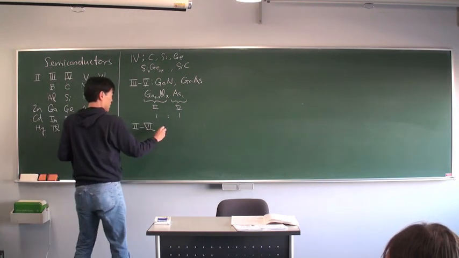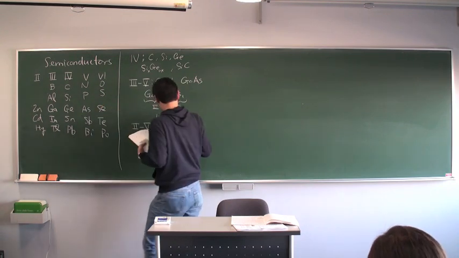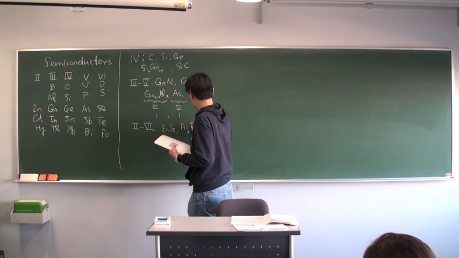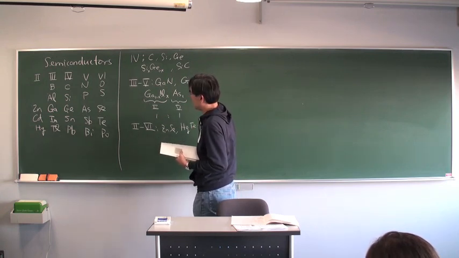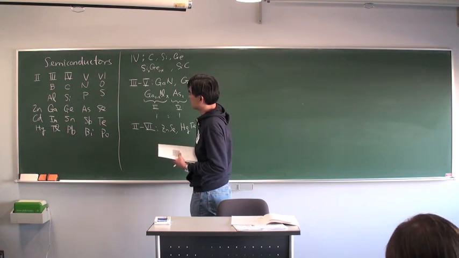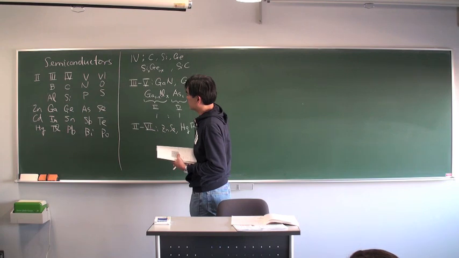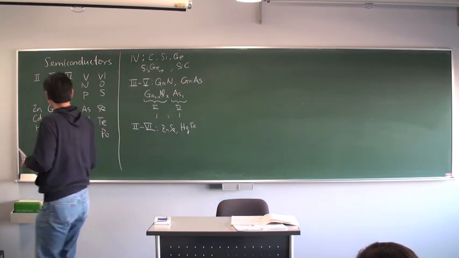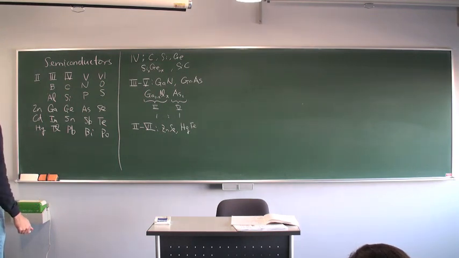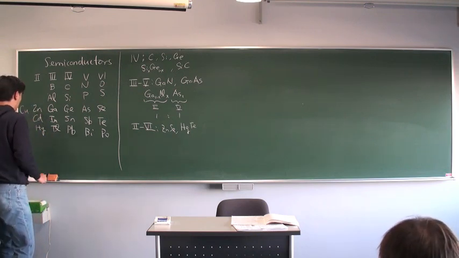2-6s, which is zinc selenide, mercury telluride, what else? Why am I missing copper? Copper is here. Copper, I think, is here.